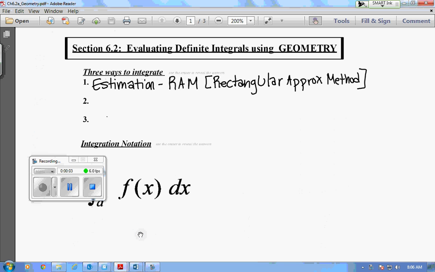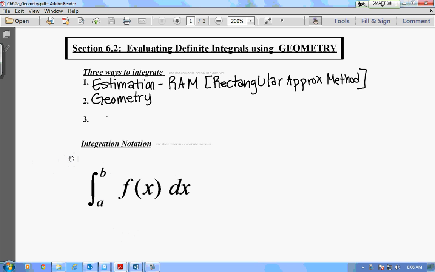Okay? The way we're learning today is through geometry. If it's a nice shape, we can use geometry, because integration is the area underneath the curve, right? And we can find areas of rectangles and simple shapes. And then the last one is antiderivatives.